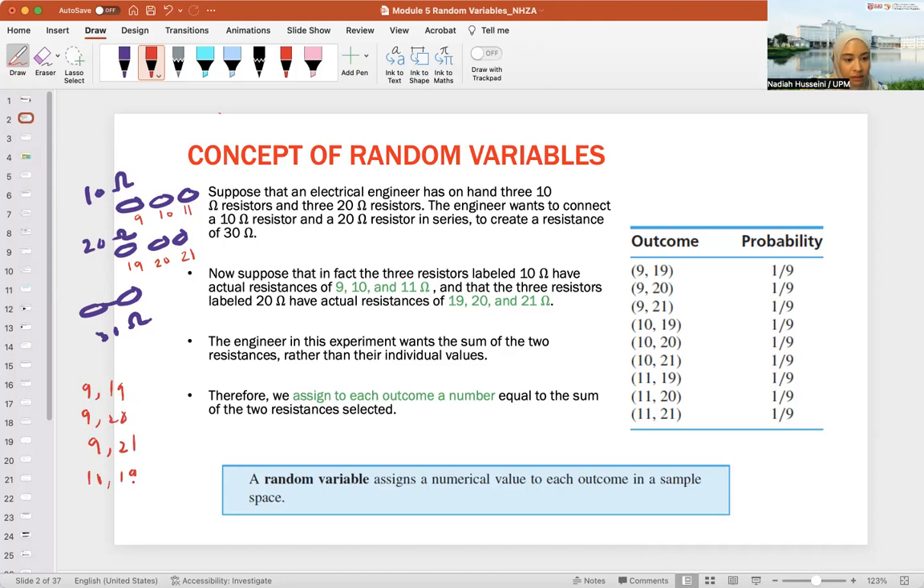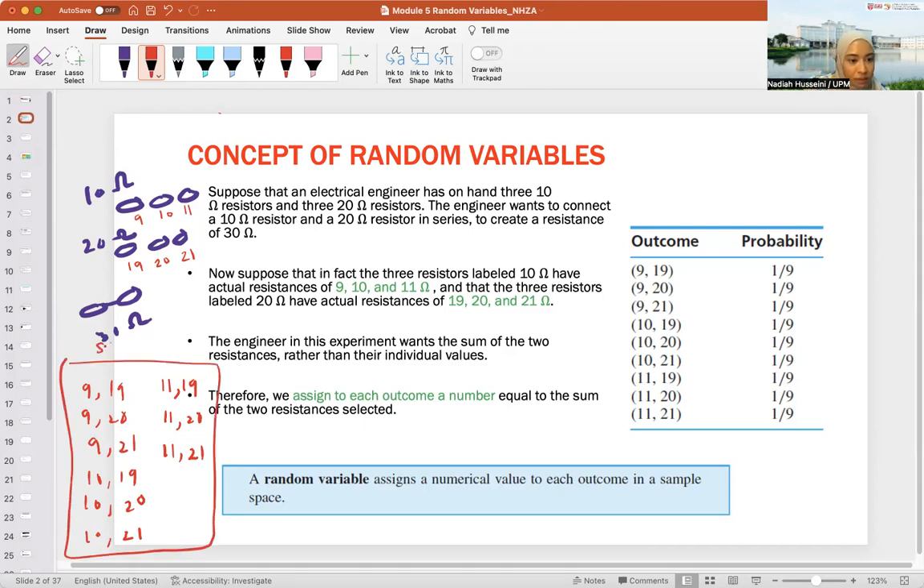10, 19, 10, 20, 10, 21. This is my sample space, not done yet. Okay. Then we have 11, 19, 11, 21, 11. This is 20, this is 21. So I have to list all the pairs that are possible. All the pairs that are possible for the engineer to pick is my outcome. And this makes up my sample space.